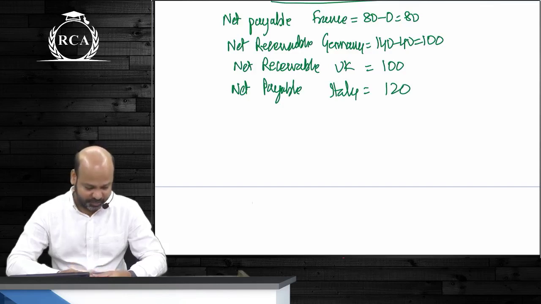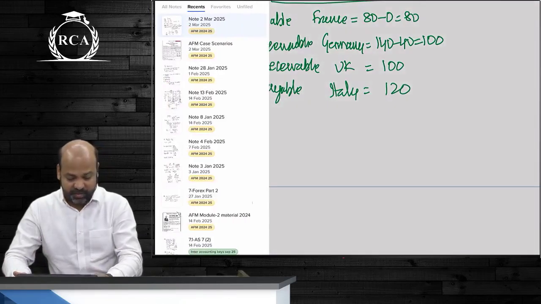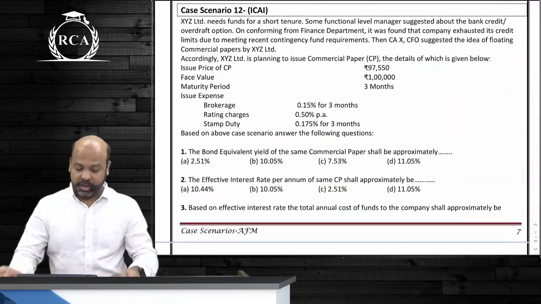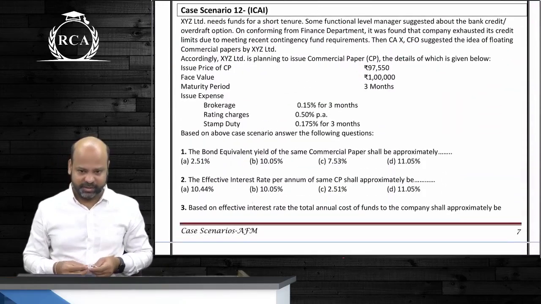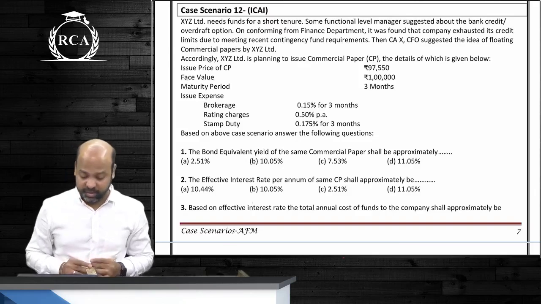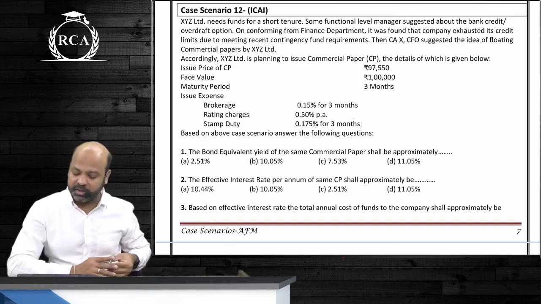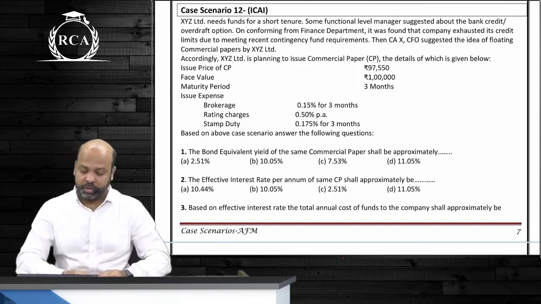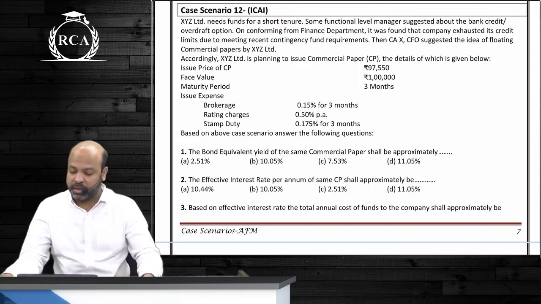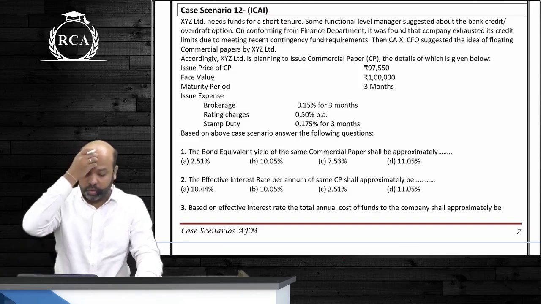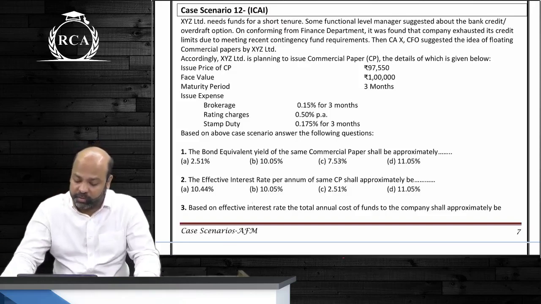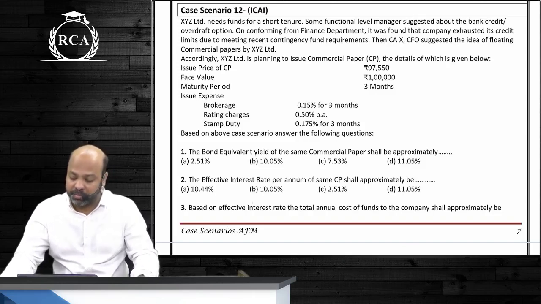यस गाइस, क्वेश्चन नंबर 12 बेटा. XYZ, we did the exact same question again guys. So हाँ, we know नहीं, थोड़ा requirement अलग है, so we do not know. XYZ need funds as such guys for a short tenure. Some functional level manager suggested about the bank credit or overdraft option. On confirming from finance department, it was found that the company exhausted its credit limits due to meeting recent contingency fund requirements. So they suggested the idea of floating commercial papers by XYZ. Accordingly, XYZ is planning to issue commercial paper, the details of which are given below.